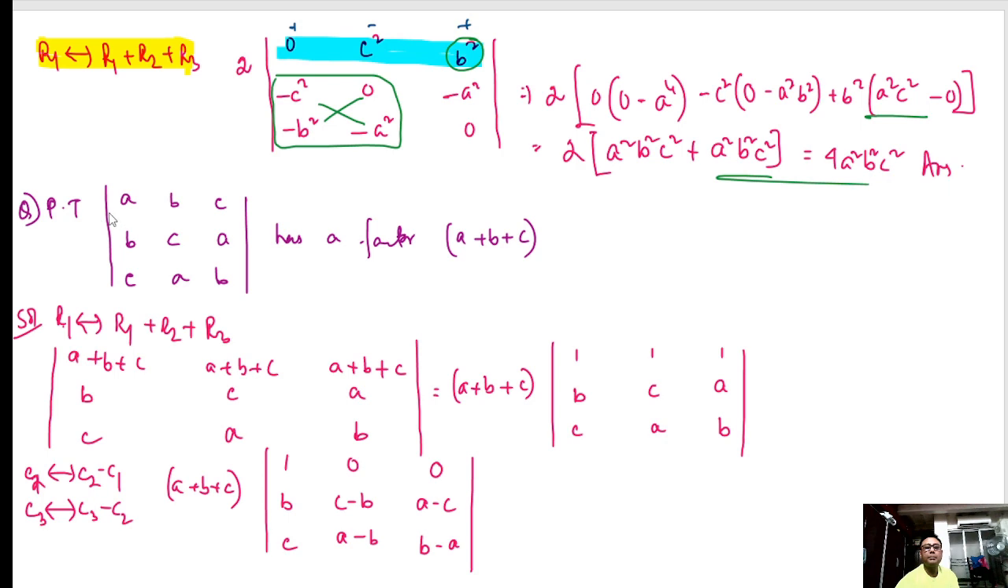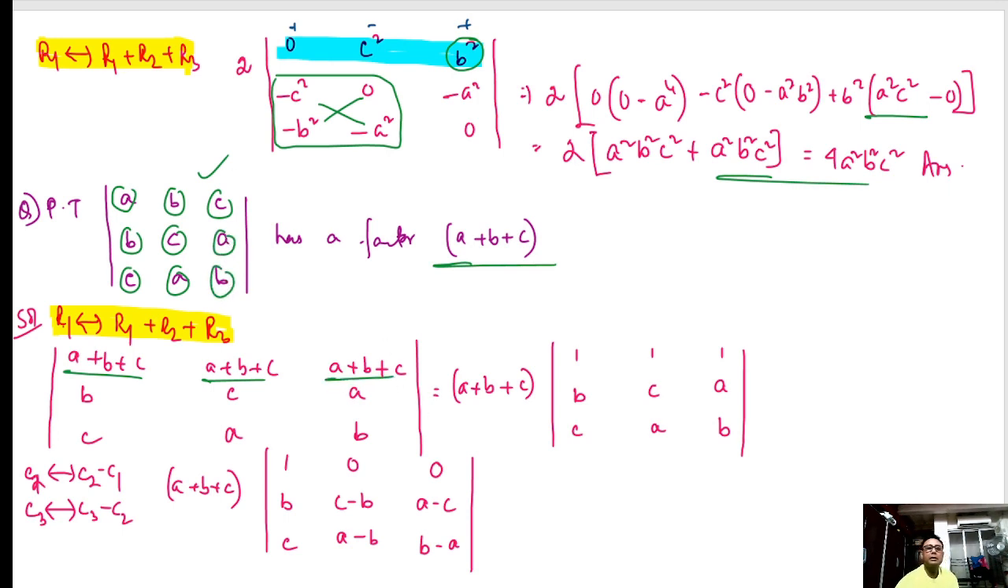See, this is a sum. We have to prove that A plus B plus C is a factor of this determinant. So let us perform this operation first: R1 plus R2 plus R3 and put it in R1. So here you see R1 plus R2 plus R3, put it in R1.